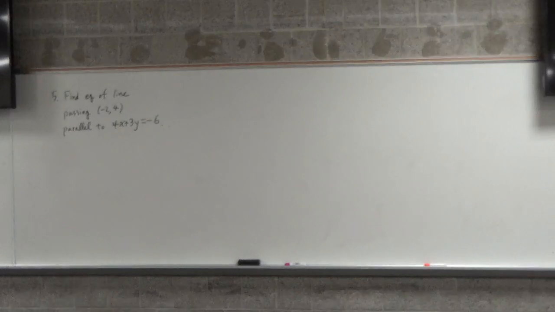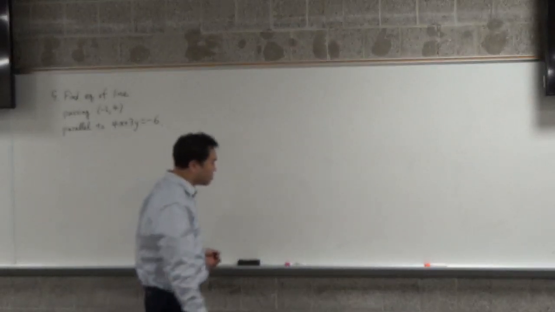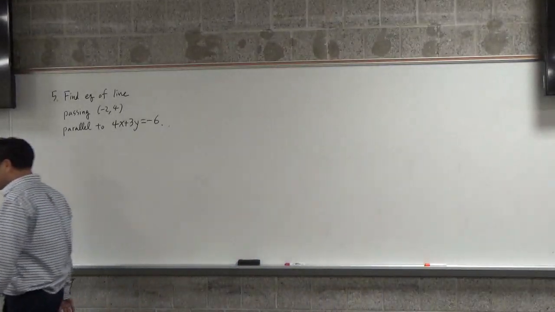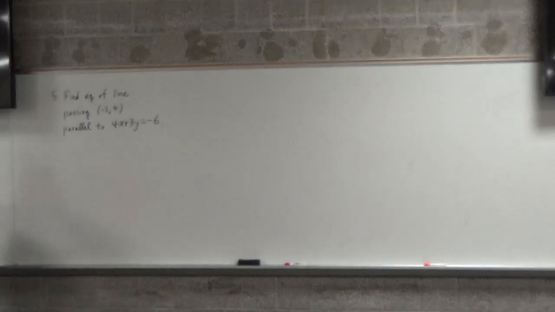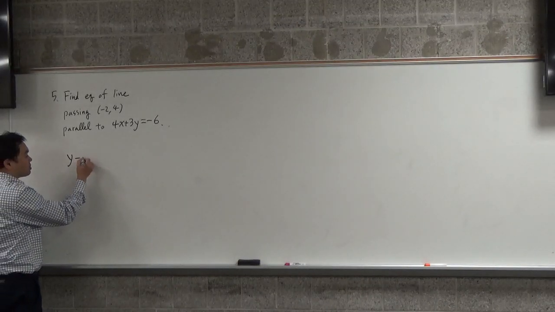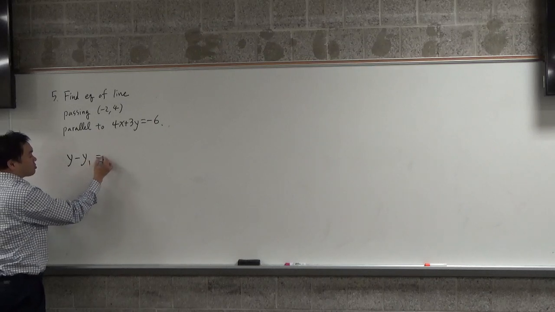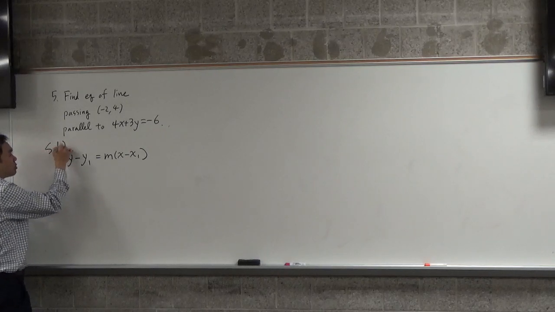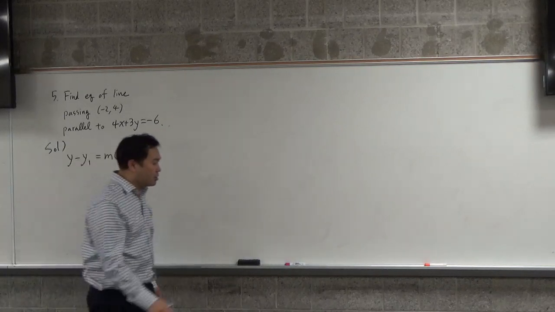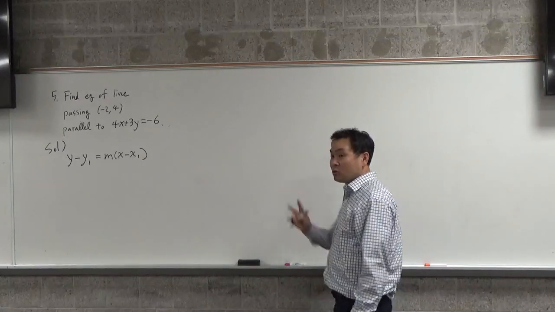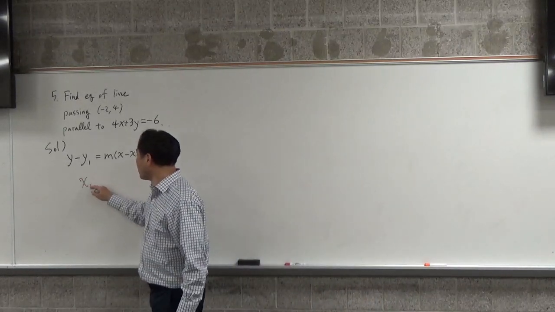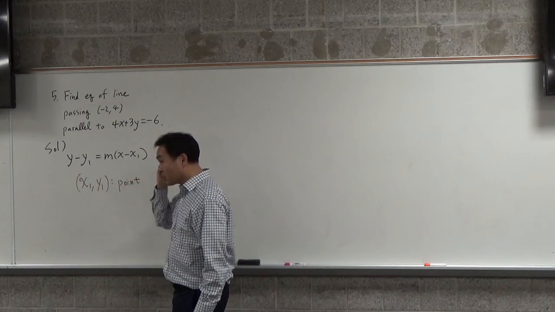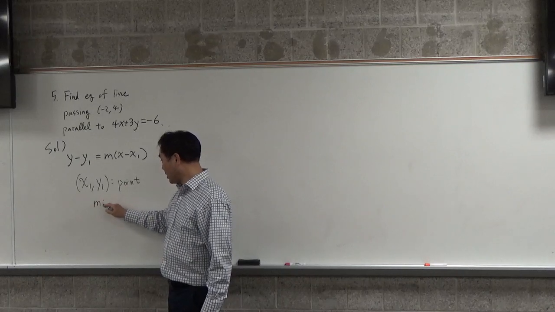You would see a few questions involving finding the equation of the line, and this is one of them. When you find the equation of the line, you should always think of the point-slope form, which is y minus y1 equals m times x minus x1. What the point-slope form teaches us is that to get an equation of the line, you need two things. One is x1, y1, a point on the line, and you also need the slope, m.